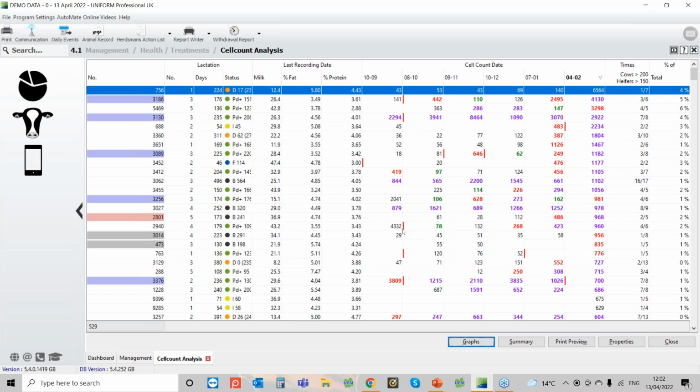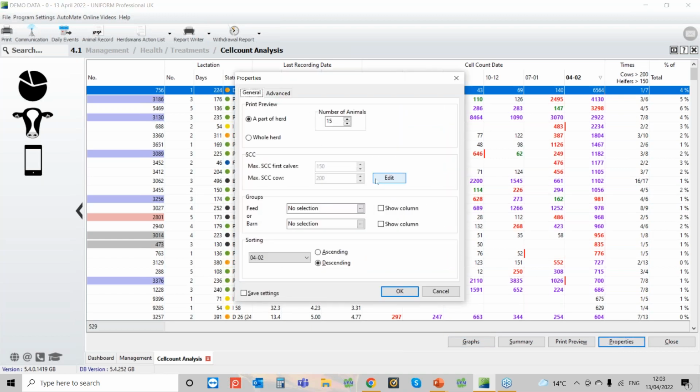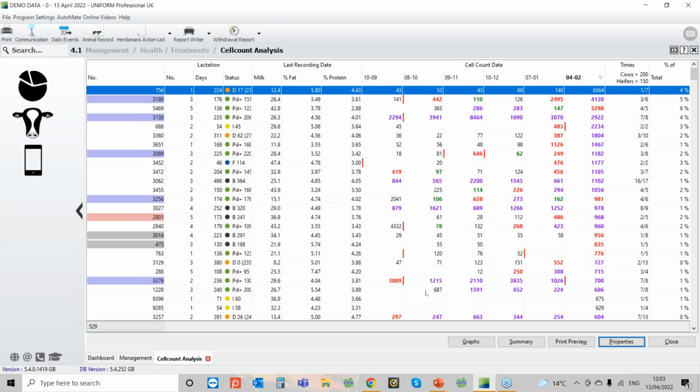And also if you want to change the threshold, I set this herd, whereas the cows are 200. So if a cow goes above 200 for the first time, that means it's going to go red. If she stays on the next recording above 200, we then consider it chronic and it'll be purple. So I set the cows at 200 and I set the first calves at 150. But if you want to change that, you just go to properties and you'll see there, you can edit that and then click on the bottom left, save settings, say okay, and that will then recalculate the report.